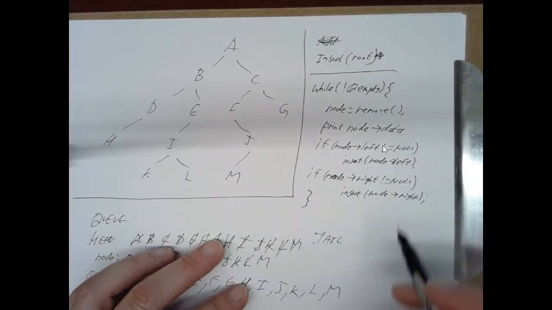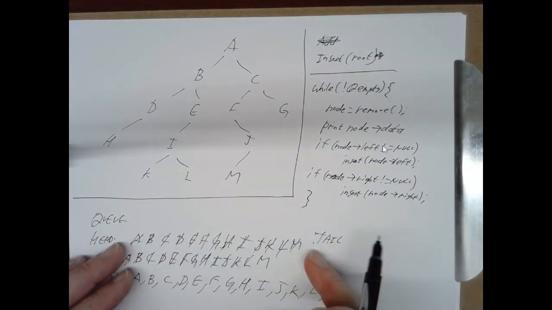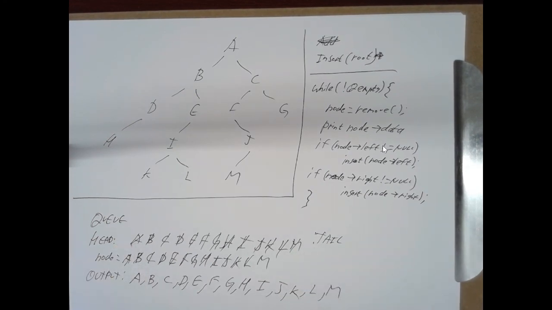We come back to the top of the loop that says, well, queue is not empty. Well, now the queue is empty. We exit, we're done, and there's your breadth first traversal.